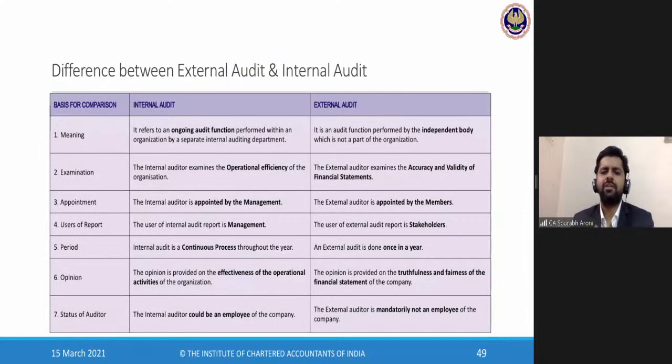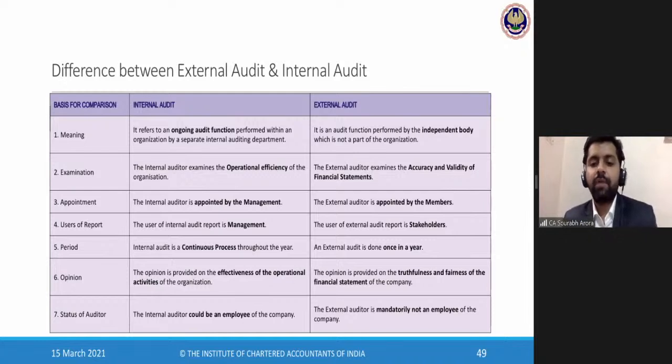Difference between internal auditor and external auditor. This is very simple. You can go through it by yourself. So I'll quickly glance through. Ongoing audit function, internal audit. External audit is the independent body, that is statutory audit. Examination, operational efficiency is also included, whereas accuracy and validity of financial information, which is true and fair view. Appointed by the management, appointed by the members. Who are the members? Shareholders. And users of report, management is the user of report of the internal audit, and external audit, all the stakeholders, including government and employees and vendors, everyone. Period, continuous process, once in a year. Statutory audit is done once in a year. Internal audit is a continuous process, as I discussed. Opinion, effectiveness of the operational activities of the company.